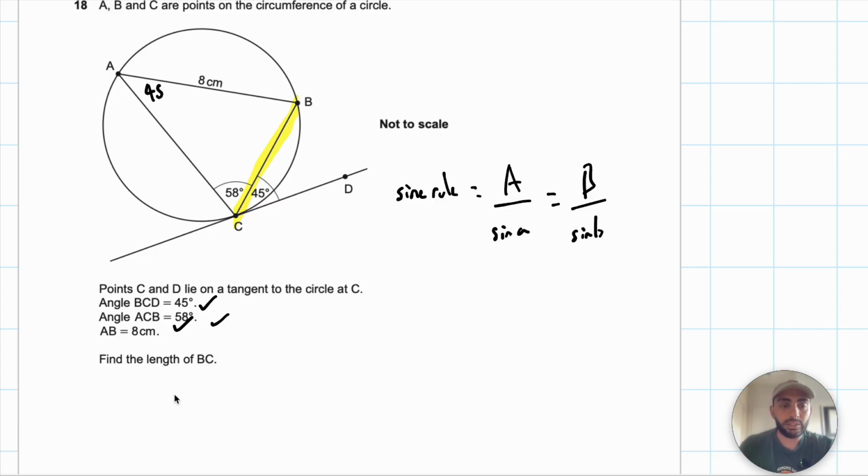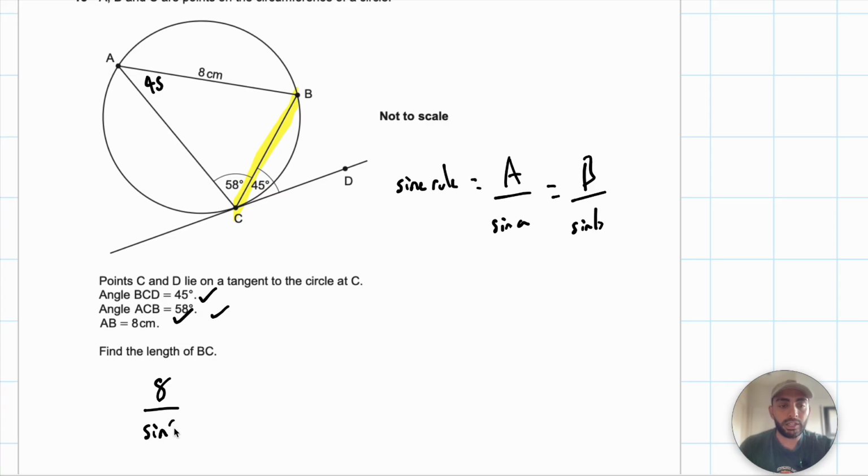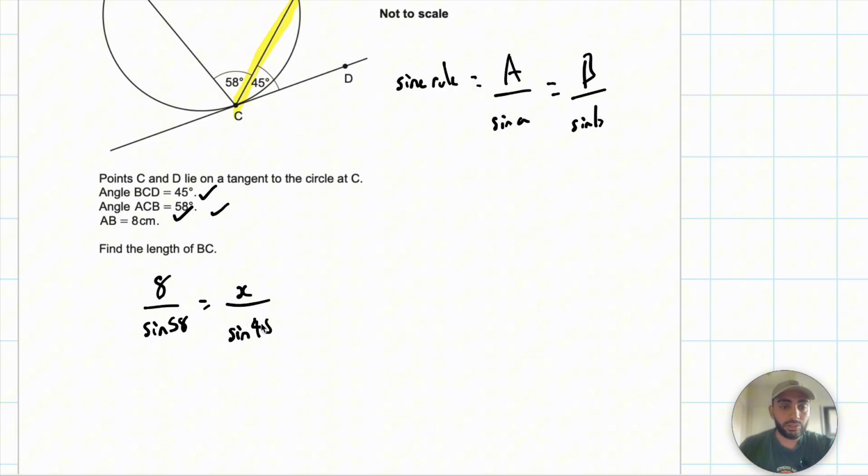I know the length of this is 8. The side opposite to it is this 58, so 8 over sine 58 is equal to this length that we're trying to find, so I'll call it x over sine of B. B here is 45, so sine of 45. I can rearrange this to get x on its own by multiplying both sides by sine 45. So sine 45 multiplied by 8 over sine 58 is equal to x.